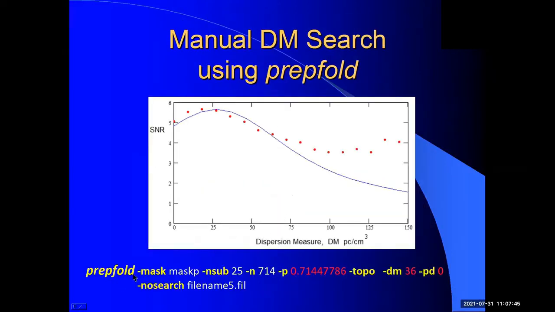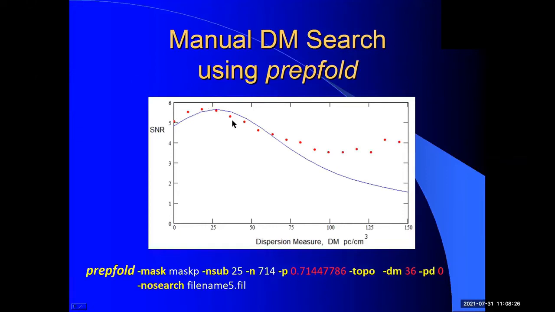So if we use prepfold, we can adjust the dispersion measure. I'm looking at the dispersion measure now. We can adjust the dispersion measure and get a value of the signal to noise ratio for that particular value. And if we do that, it's a bit laborious, but you'll get all these red points plotting the signal to noise ratio as a function of dispersion measure value. And here you can see there is a rough peak round about 27 where we expect it to be.